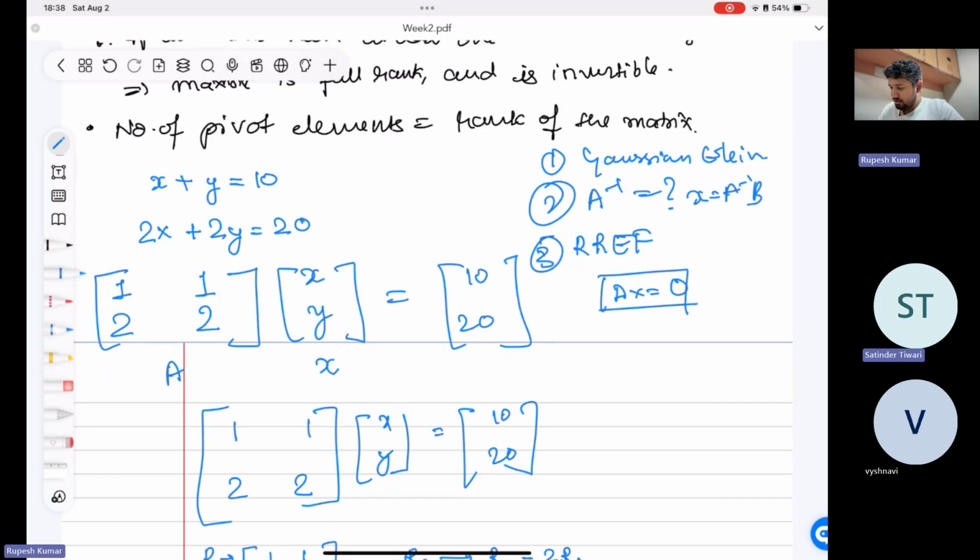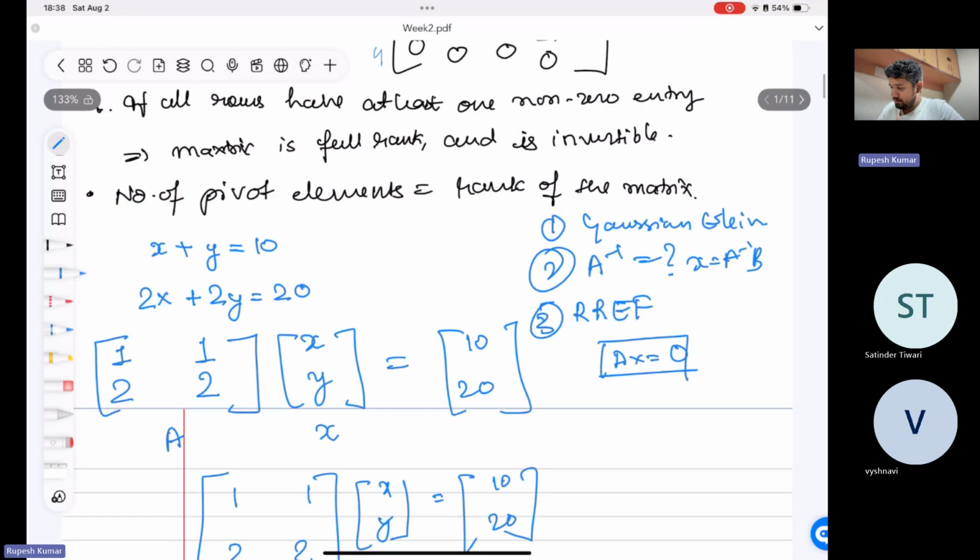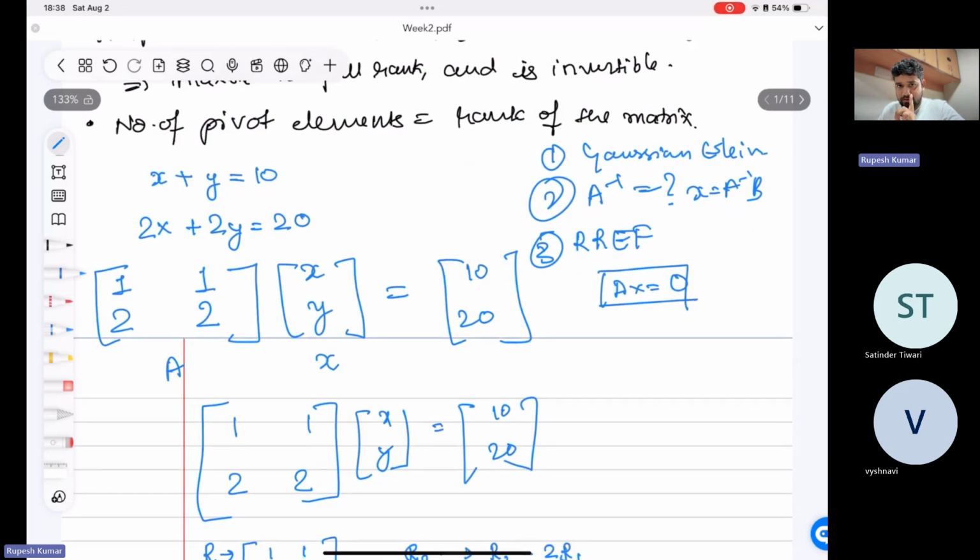RREF method and Gaussian. Okay, let me start. Let's start with the first doubt you had. You were saying that if a matrix is not full rank and you are trying to solve a homogeneous system of equations, there is a possibility that there are no solutions, but that's not true.